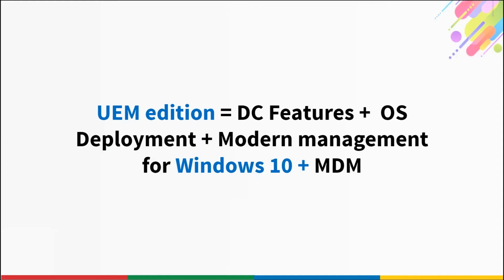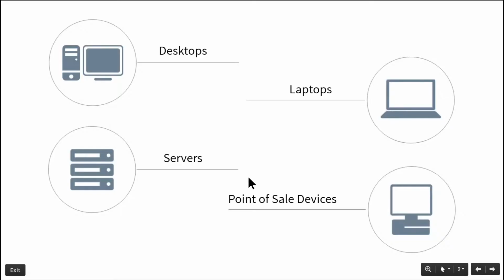Using UEM Edition, you'll be able to avail the normal Desktop Central features like patching, software distribution, OS deployment. Along with that, you'll also be able to do the modern management features for Windows 10 operating system, like you can wipe the data, you can geo-track the locations of the laptops, and also you'll be able to manage mobile devices. So all the features come with one single suite called UEM Edition. To know more about the UEM Edition, please refer to our website.